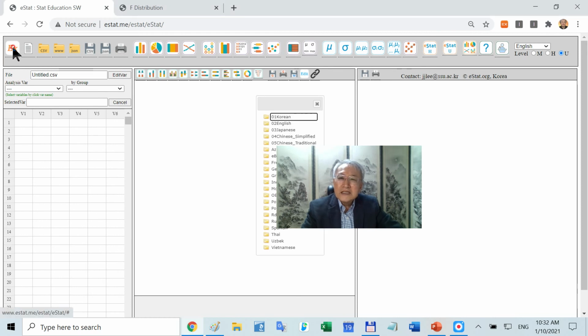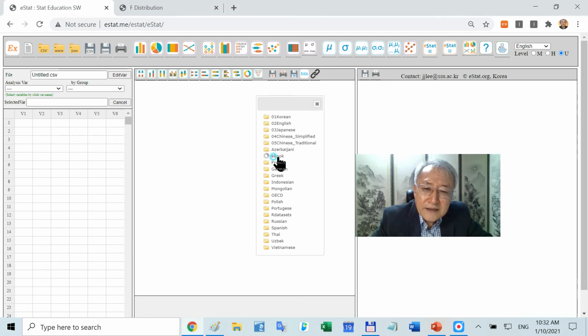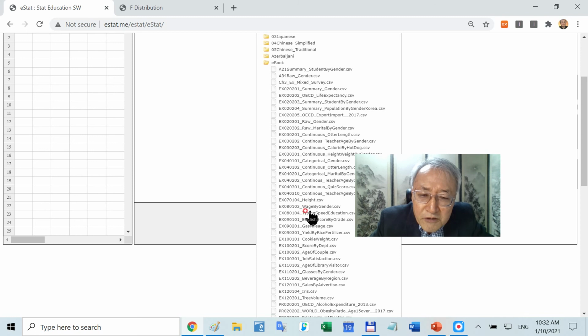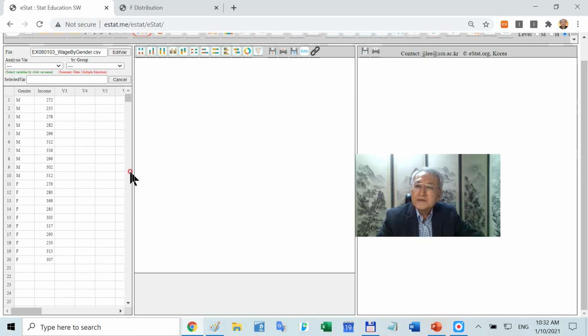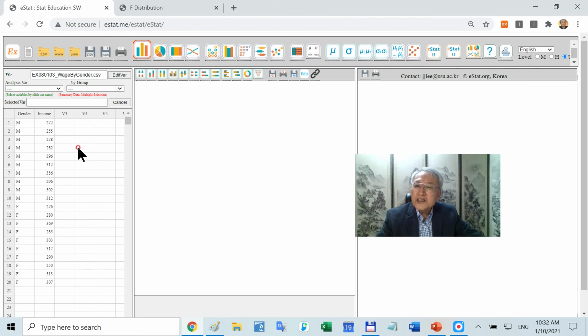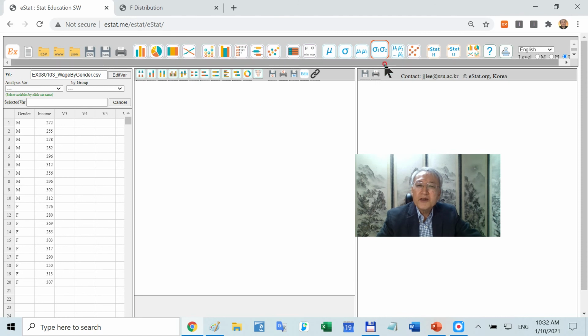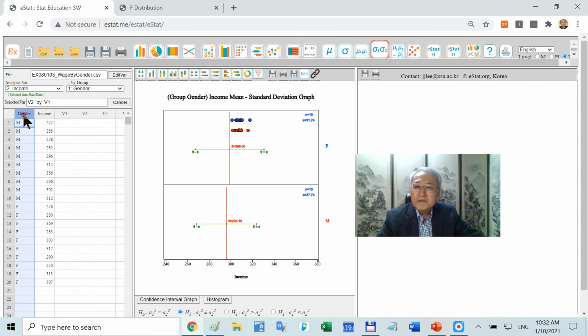If you click the EX button, you can find the data we have. It's an example, wage by gender data. We practiced these things, and we tested whether population means are equal. But it's time to check testing two population variances. Here you click the analysis variable. The first click is like this. The second click is the group variable, gender. Then this is the initial graph to compare population means. But at the same time, this is the standard deviation, one standard deviation. You can compare that. It seems there is not much deviation.